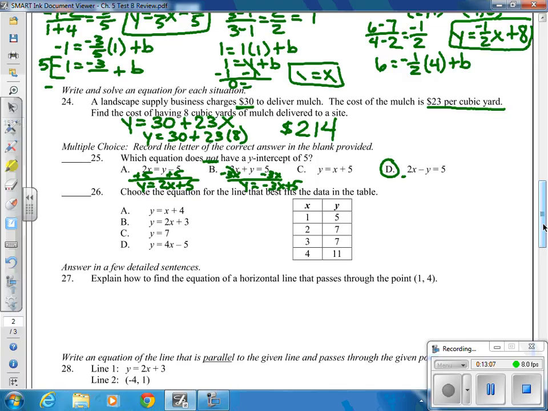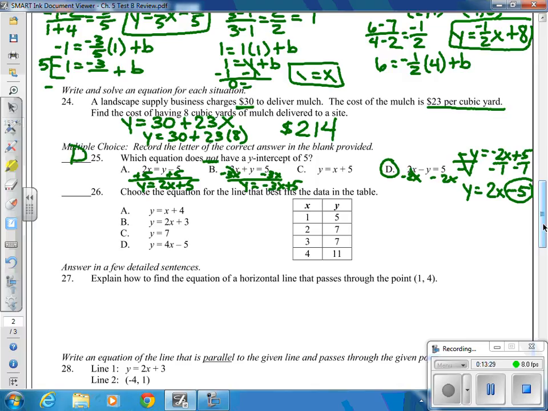So if I do that, I'm going to subtract 2x from both sides. Now I've got negative y equals negative 2x plus 5. Divide everybody by negative 1, and clean it up so you get y equals positive 2x minus 5. The y-intercept on this one is negative 5. That's why letter D is going to be the answer to this one, because it is not a positive 5.